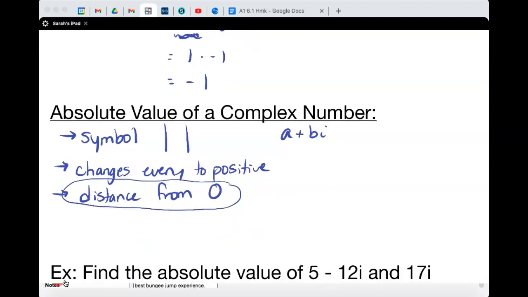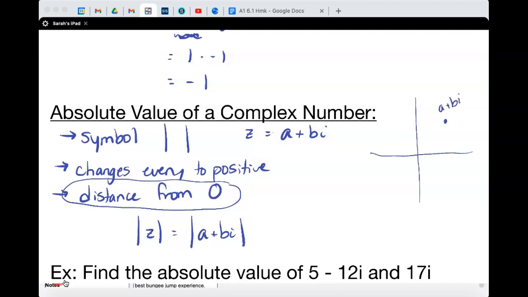Sometimes they might write the complex number as the letter z. So z is just the complex number. I don't know why they use another variable, but in case you see that, I will probably always have this. Okay, so you have the absolute value of a complex number. Remember, we could plot complex numbers as a plus bi. So it's basically just a point, but if I want the distance from 0, that's the distance from the origin. So I want to figure out this length right here. So this is the absolute value of a plus bi.